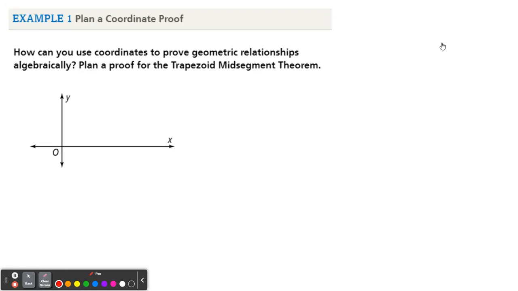So number one, it says, how can you use coordinates to prove geometric relationships algebraically? Plan a proof for the trapezoid midsegment theorem. Okay, so notice it says plan, so we're not going to really execute this right here, right? It just says plan. And now, in order to do that, you have to know what the trapezoid midsegment theorem is. Well, the trapezoid midsegment theorem says the following, right?